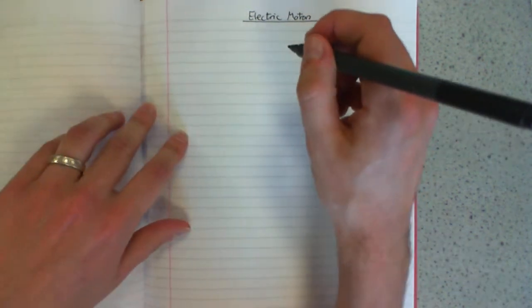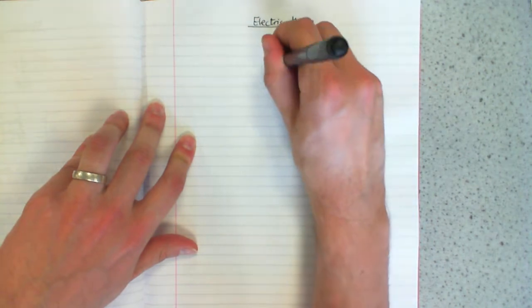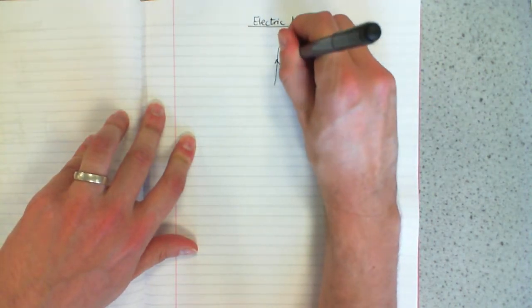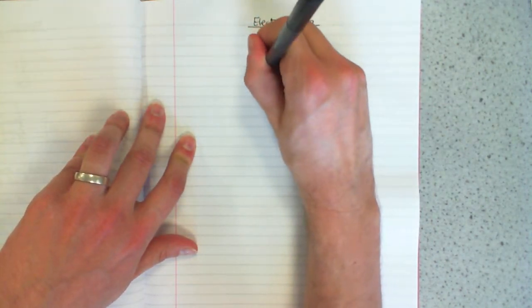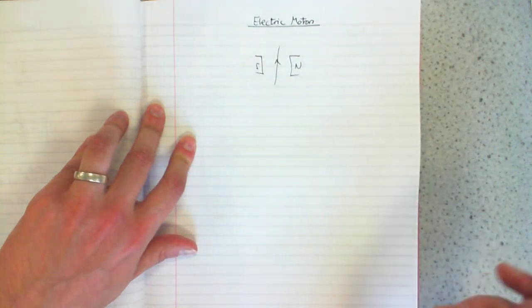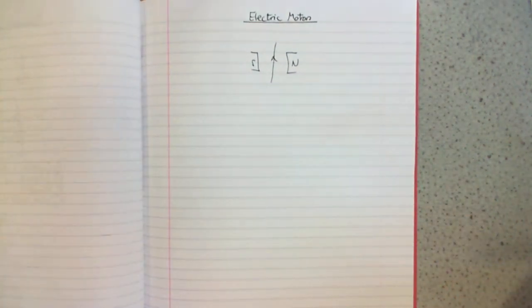This is a revision video on electric motors, and this is for higher tier students and triple students only. In the last video we talked about how a wire carrying current generates a small magnetic field, and if we have that surrounded by permanent magnets, those magnetic fields interact, a force is generated, and as a consequence of that the wire will move.